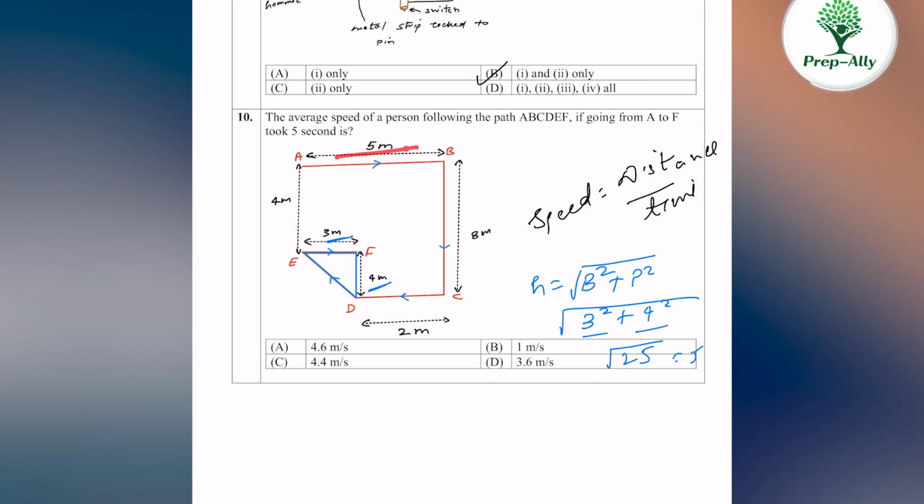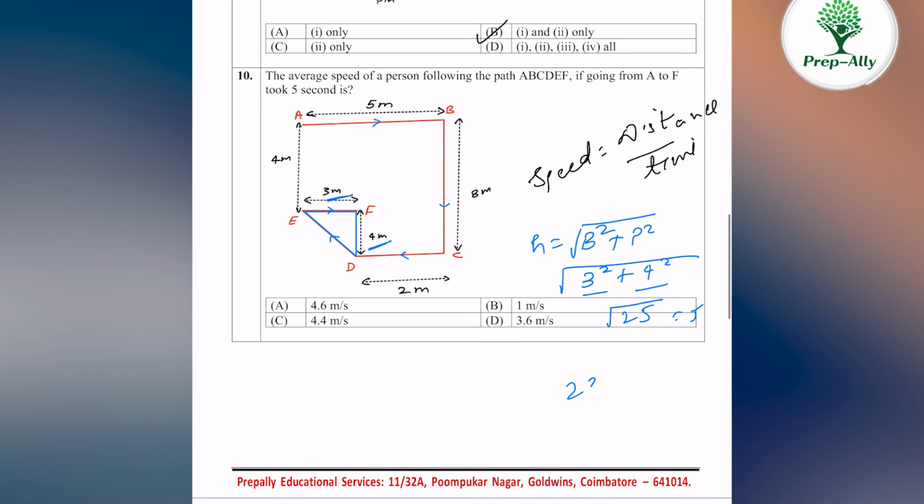So we got 5 plus 8, 13 plus 2, 15 plus 5. 15 plus 5 is 20, and then 3, 23. So we got speed will be 23 by 5, which is time. 23 by 5 will be 4.6. So option A will be 4.6. So answer of this question will be 4.6 meter per second.